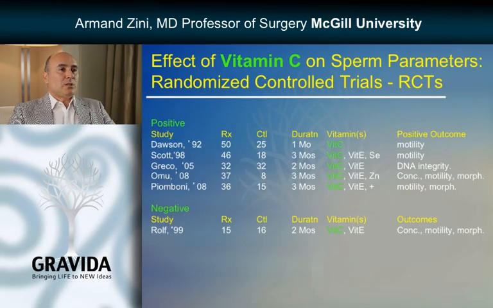Now, what other studies do we have on vitamin C? So there are a number of randomized controlled trials that have looked at vitamin C alone or in combination with vitamin E, selenium, and zinc. And most of these studies have shown a beneficial effect on motility, DNA integrity, concentration, and morphology. But it's important to know that these are small studies with a very short duration of treatment. There is one negative study in this respect.